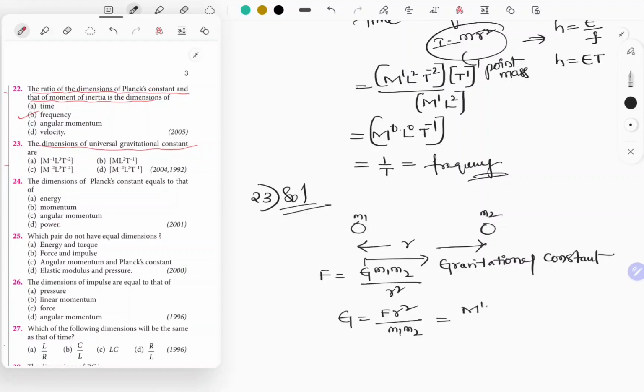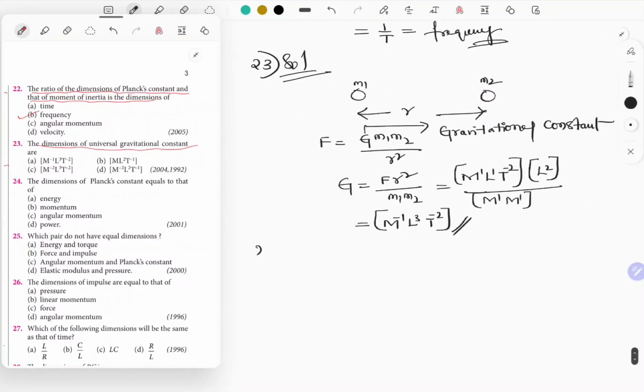Dimensional formula for force is m power 1 l power 1 t power minus 2. R square is distance square, it is going to be l power 2, divided by dimensional formula for masses, m power 1 into m power 1. So finally we are going to get m power minus 1 l power 3 t power minus 2. This is the dimensional formula for gravitational constant. Let me solve 24th question.